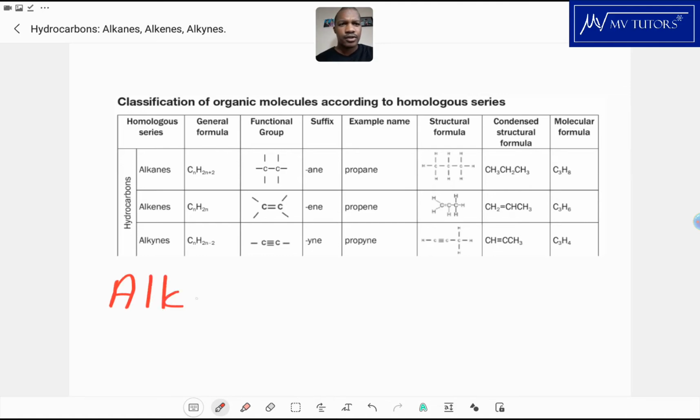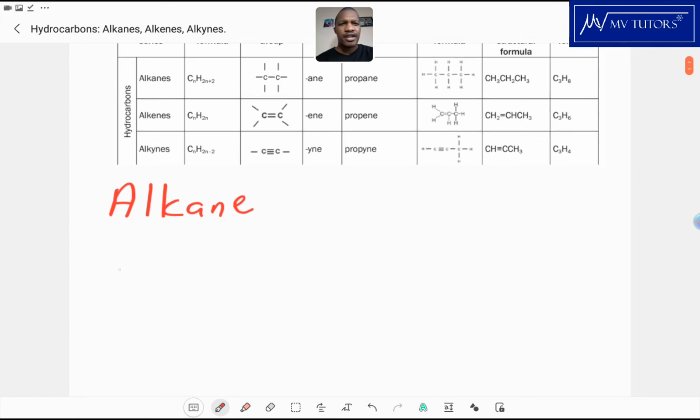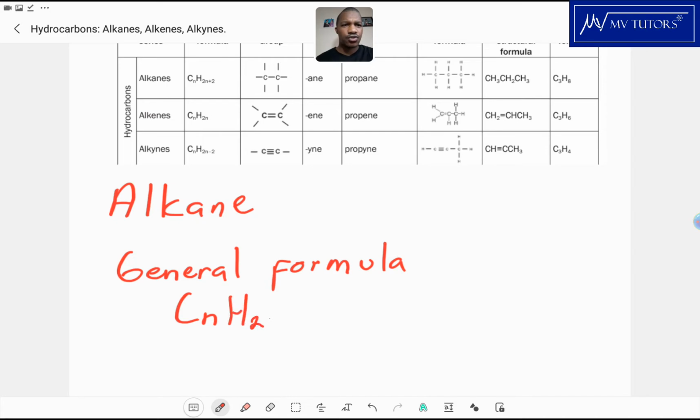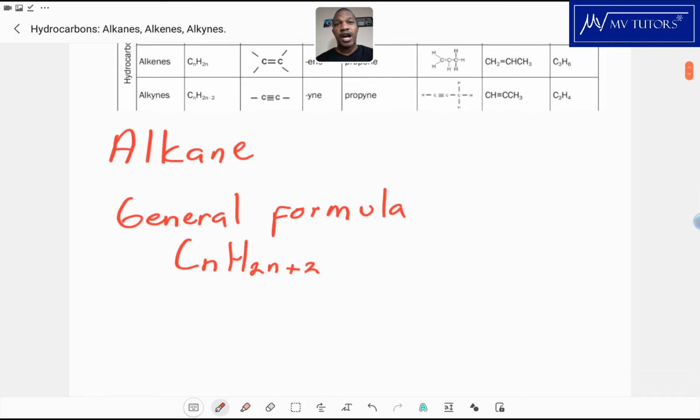Okay, so with the alkanes, they have a general formula. This is the general formula of alkanes. It's given by CnH2n+2. You'll get to see how we can actually use this in a question later.